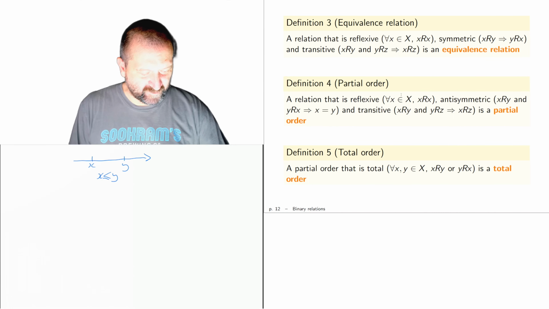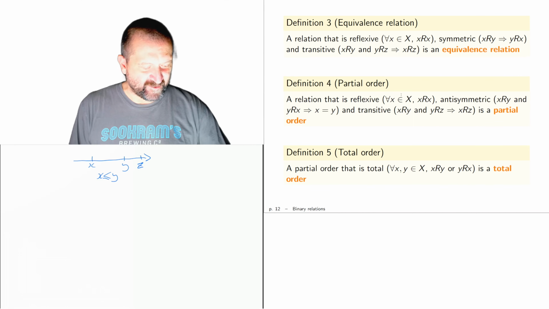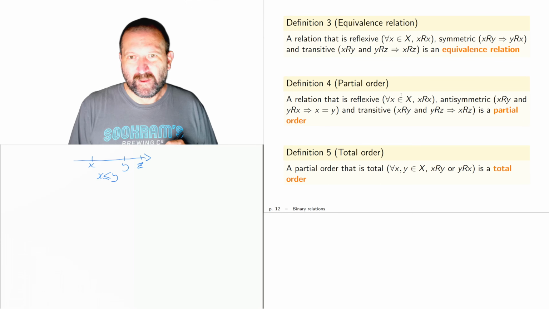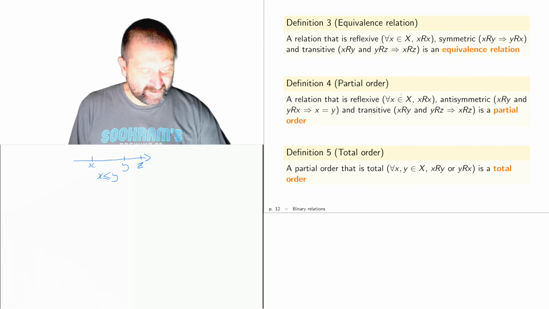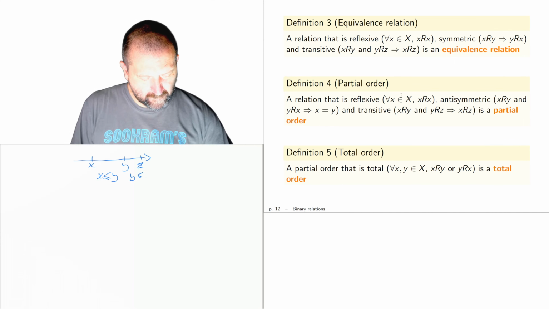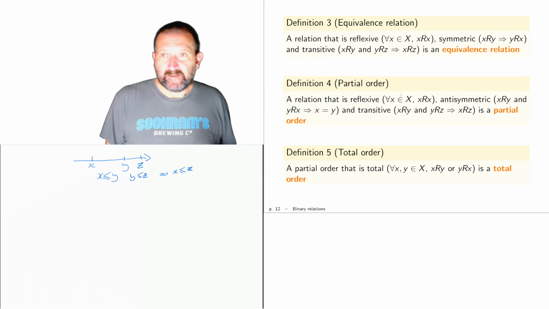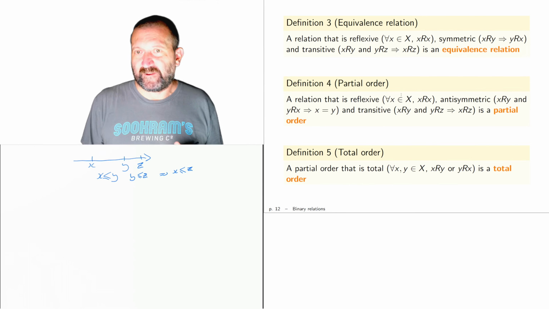Okay, so if I equip this with a less than or equal to, then I have a partial order, because also you can see that if I add a z here, then x less than or equal to y and y less than or equal to z implies that x is less than or equal to z. Okay. And here the order is actually total.